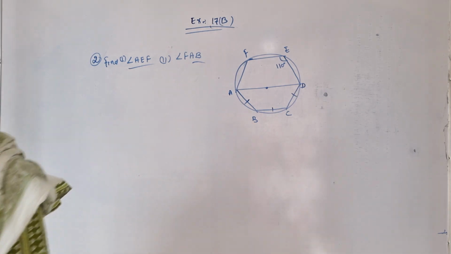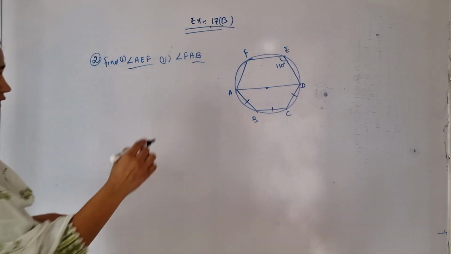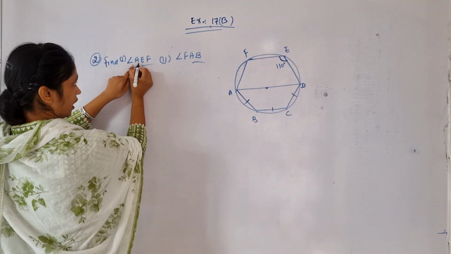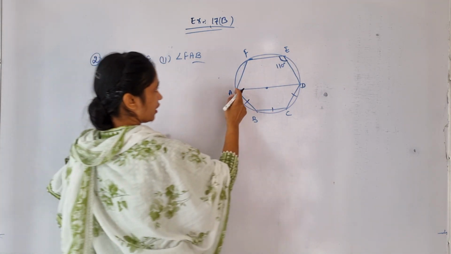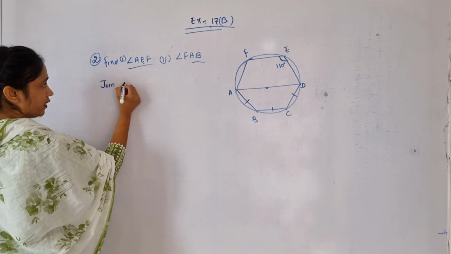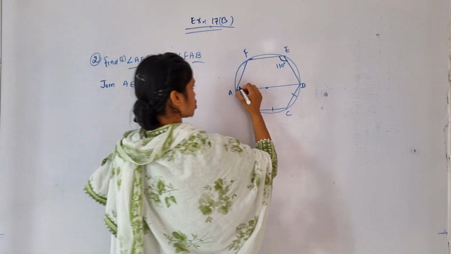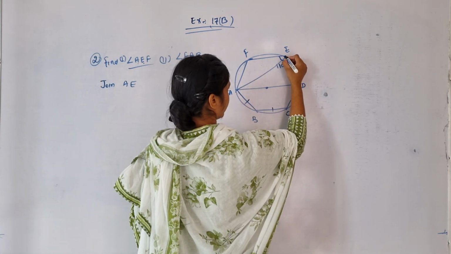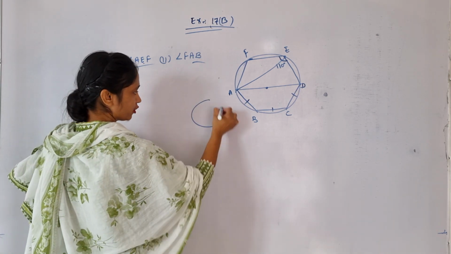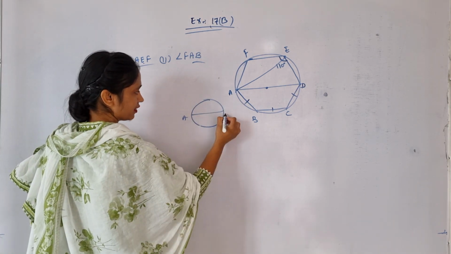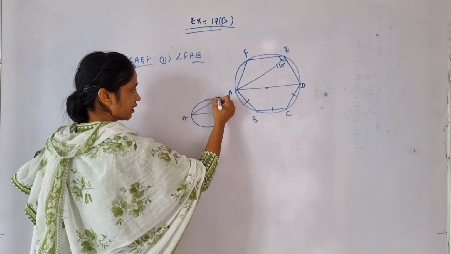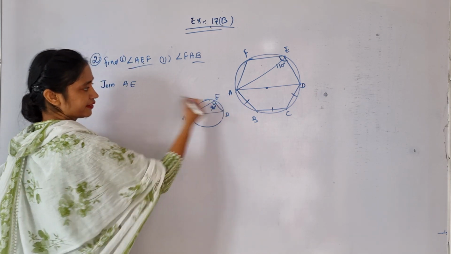See, this full angle is 110 degrees. I need AEF. For that, I will have to do a construction. Join A and E. When you join AE, what will you have? This AD is the diameter. Then AED will be 90 degrees.